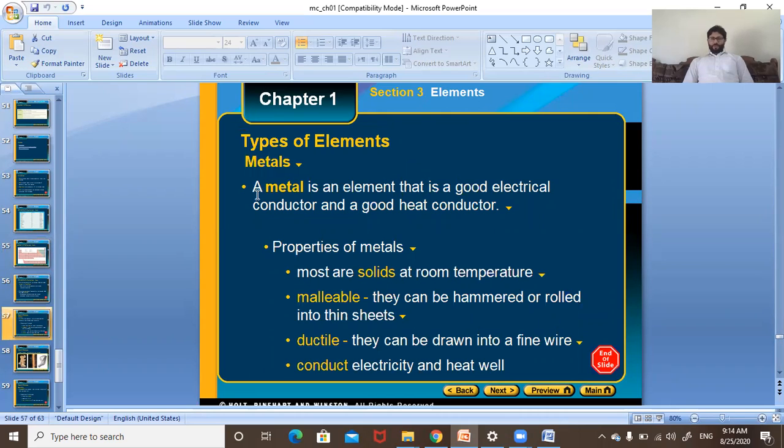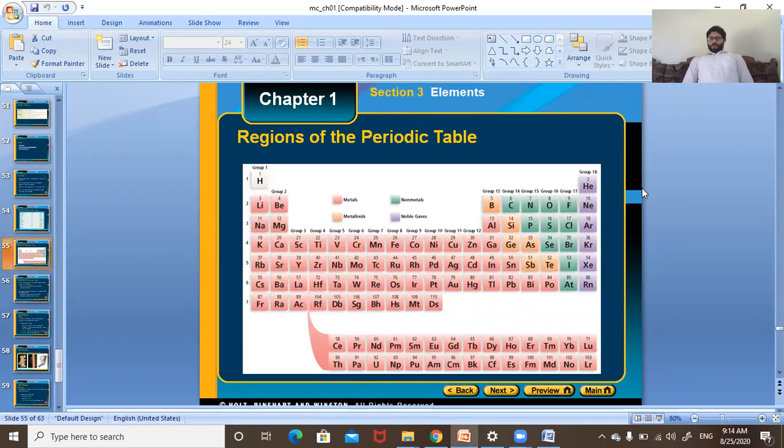Now just look at this. A metal is an element that is a good electrical conductor and a good heat conductor. If you look at this periodic table, the elements shaded in pink are all metals. It starts from group 1, also the lanthanide and actinide series, and from here polonium, bismuth, tin, gallium, and aluminum. Up to here, all these are metals.